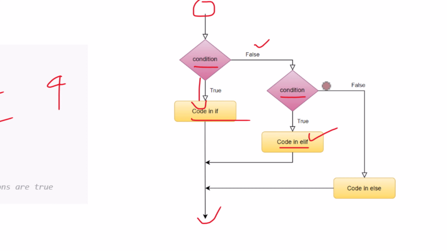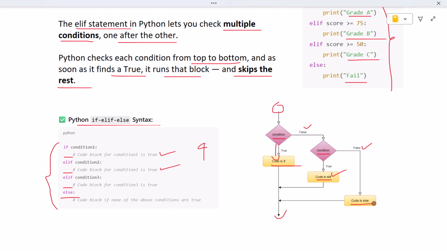Now, if the elif condition is also false, Python continues along the right path to the final block, the else block. This is the default block that runs when none of the conditions matched. That's the beauty of elif. You can keep checking conditions in order, and Python picks the first match only.